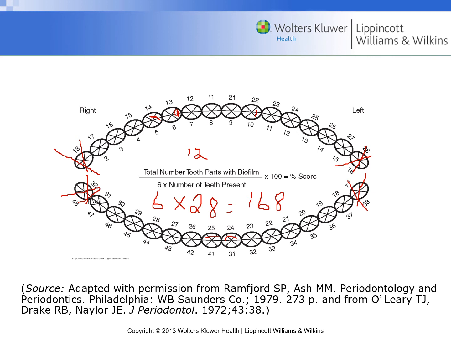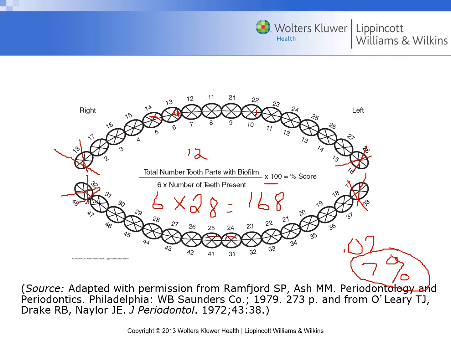So you can take 12 divided by 168 times 100, or you can just skip this times 100 business and just take 12 divided by 168. It's going to be 0.07, which would be 7%. And that's the score. So that's how you get your number. So this will always tell you how to do it.